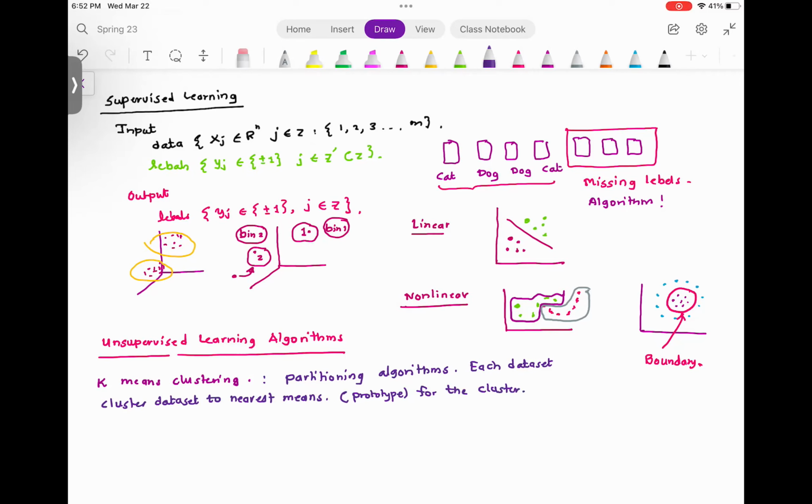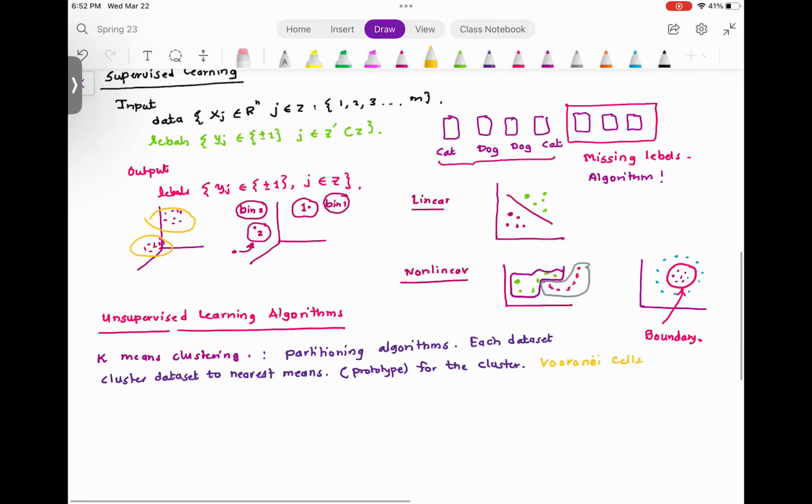So you can use the prototypes, and then what actually happens is once you start doing this clustering, you put those into different types of cells. These data spaces are placed into cells, which are called Voronoi cells. And this is how this algorithm works.